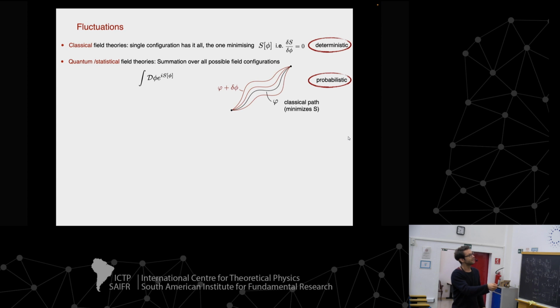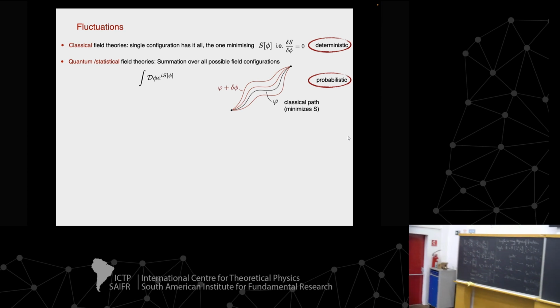Yeah? So this black one is minimizing the bare action, or the classical action, in other words, and then there are more configurations around that that might also contribute. And that is what I would term probabilistic in nature: quantum and statistical field theories are probabilistic.